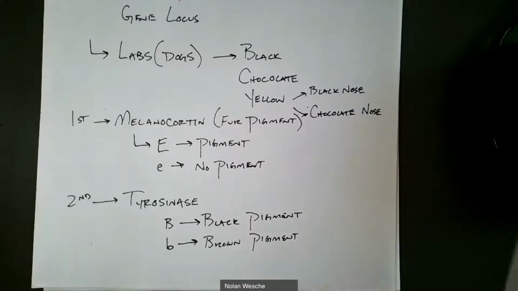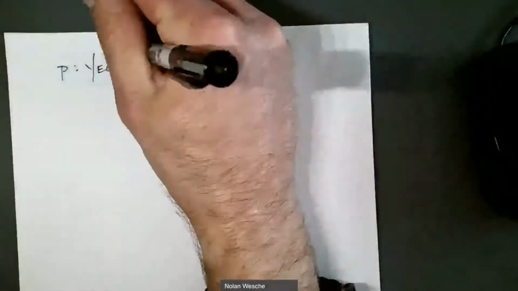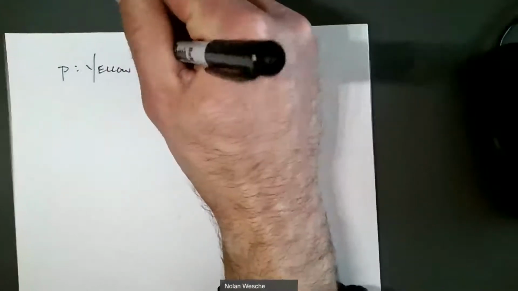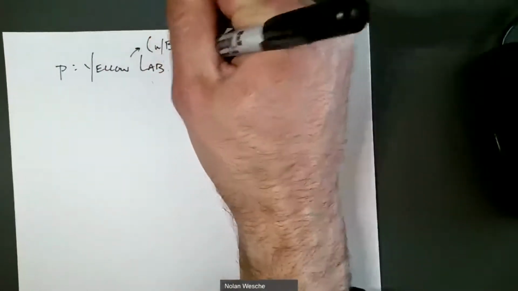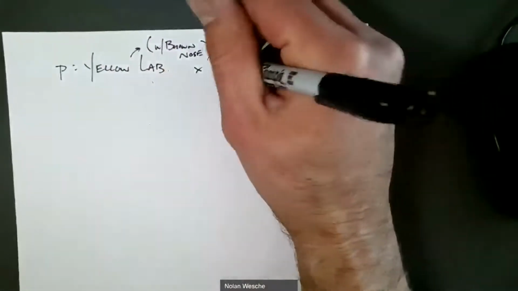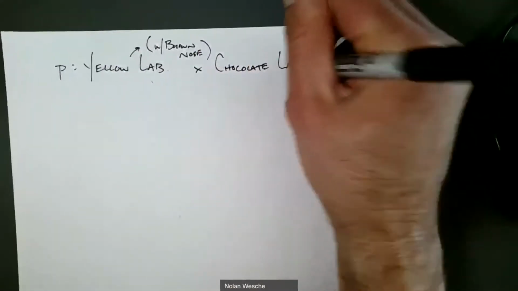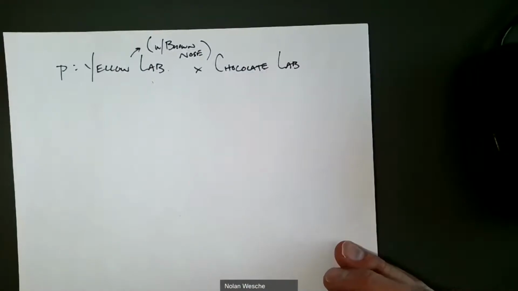So let's say that we've got, set this aside. Let's say that we have a yellow lab, and this yellow lab we know happens to have a brown nose. And then we're going to mate that with a chocolate lab. Okay, so let's set this up.